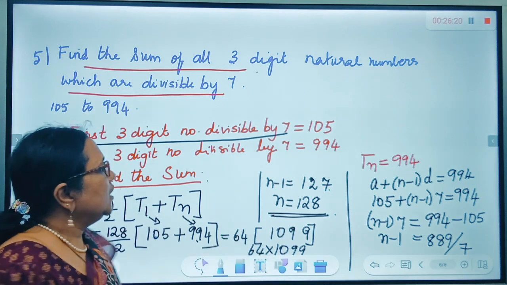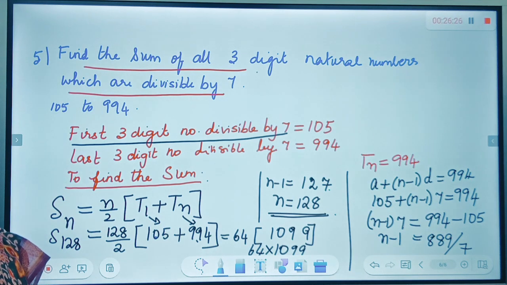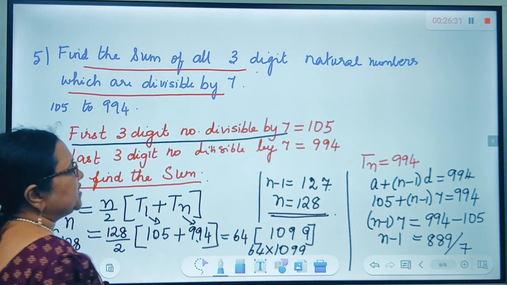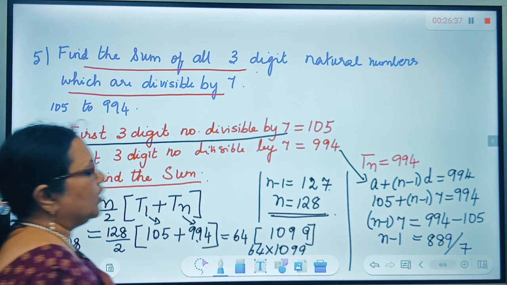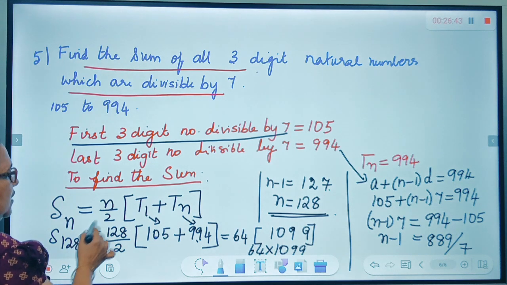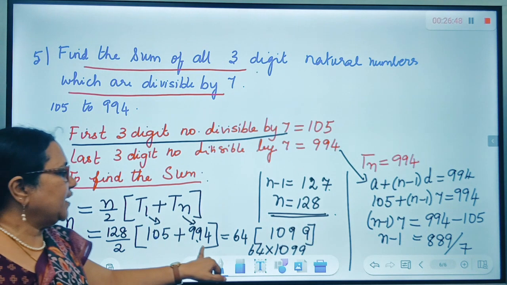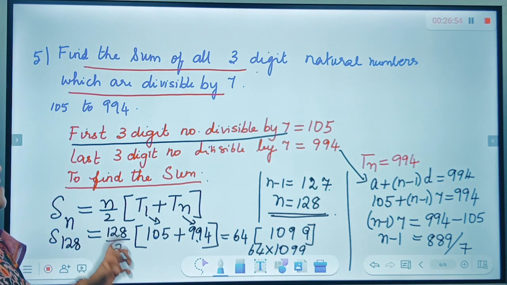Once you get this, you have to ask the question, how many such numbers are there? That means what is the value of n? How to find n? You know the formula for the nth term. So a plus n minus 1 into d is 994. From that, you can get the value of n to be 128. But what is our sum of n terms? Which is n by 2 into first term plus last term. So 64 into 105 plus 994, 64 into 1099, which I am sure you can easily multiply. That is the sum of all the 3-digit natural numbers which are divisible by 7.